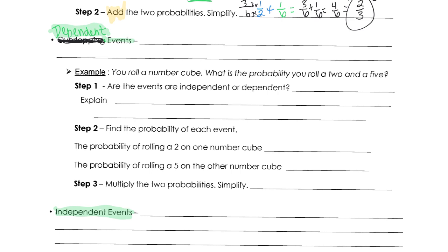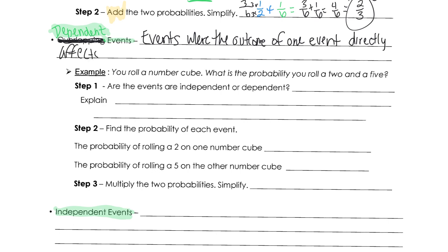Let's talk about dependent events first. Dependent events are events where the outcome of one event directly affects the other event. Some big things here: directly affects. In a problem, if you're trying to figure out how you would know that it's a dependent event, it says in the problem that it's not replaced. So you'd know if it says it's not replaced.